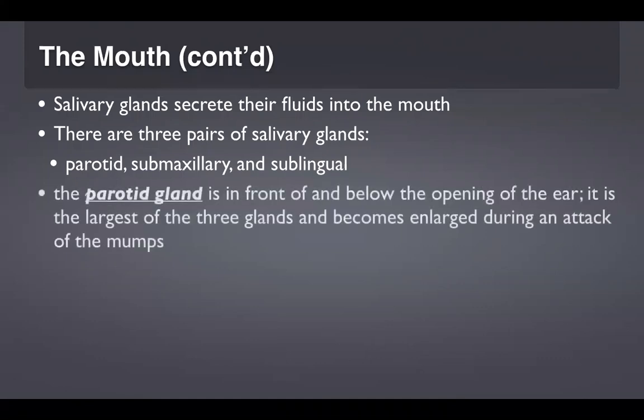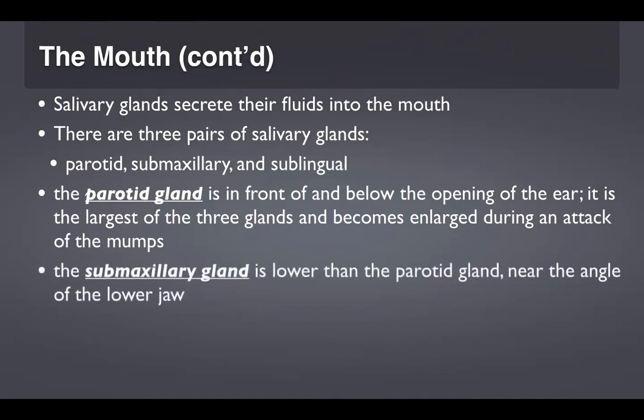The parotid gland is in front of and below the opening of the ear. So what I usually do in class, what I'd like you to do now, is take your index finger and point at your ear, not far into it, and then go a little bit in front of your ear and a little bit below the opening of the ear, just above your jawbone. That's where the parotid gland is. And that's one of the major ones that secretes saliva into your mouth. It's the largest of the three, and it becomes enlarged during an attack of the mumps.